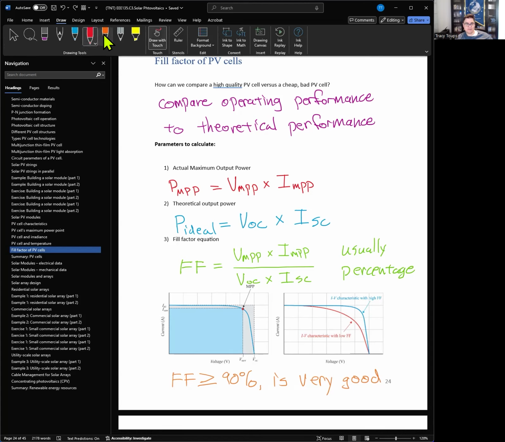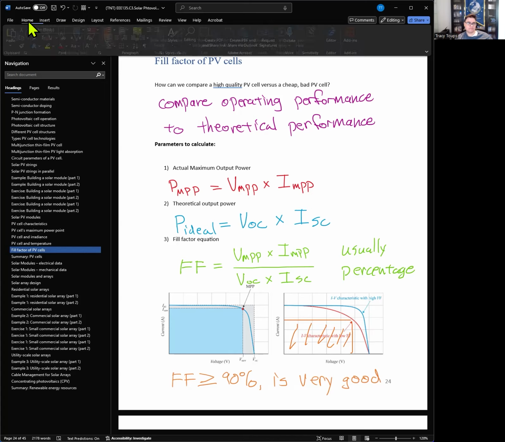Right, let's do orange. So let's say the maximum power point is right there. If I draw my box, it'd be like this. This much. That's really not that good compared to this green one. So if I'm buying a PV cell with this red maximum power point curve, this is garbage. I'd return it and get my money back.